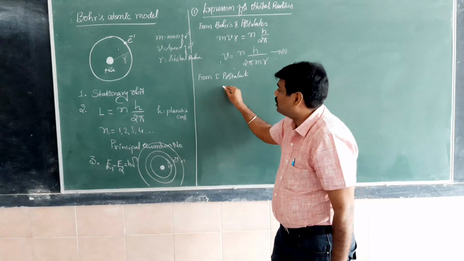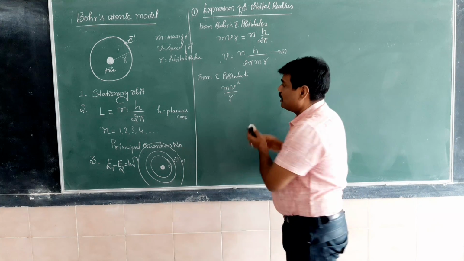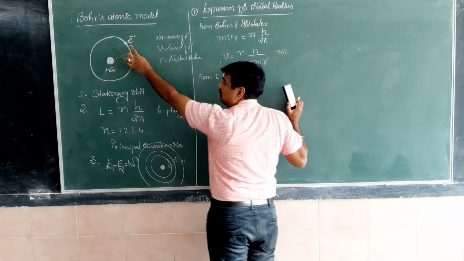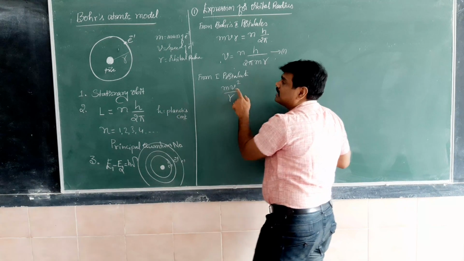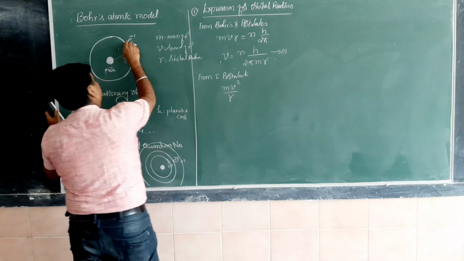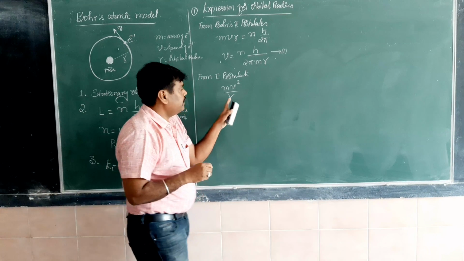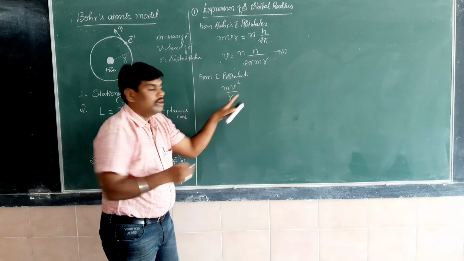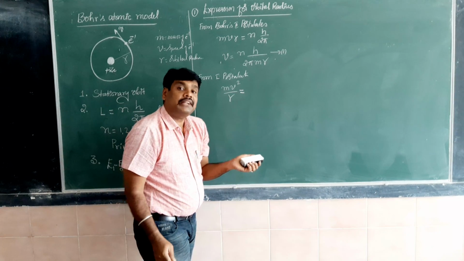So what is centripetal force? mv square divided by r. m is the mass of this electron which is revolving in an exact circular path of radius r, moving with the speed v, where v is the velocity of the orbital electron. So this is exactly equal to the electrostatic attractive force.